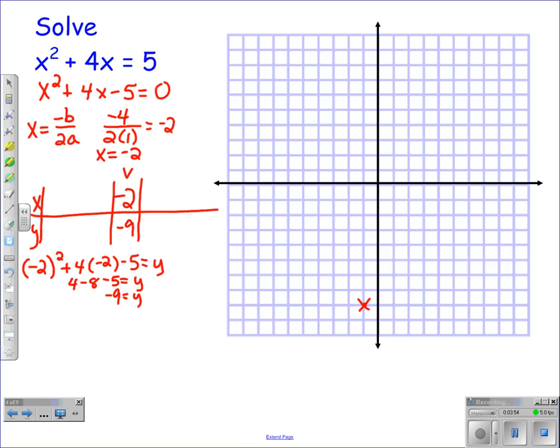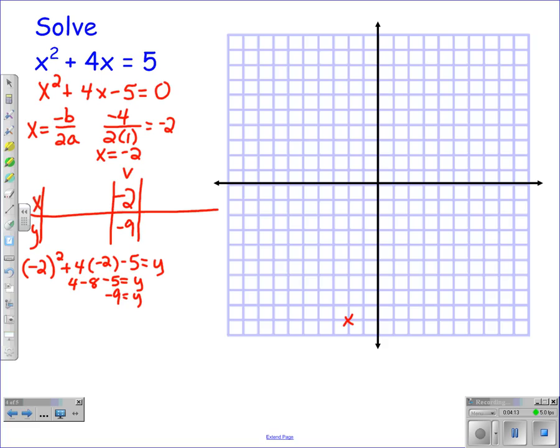That is going to put us down here at negative 2, negative 9. Whoops, put it in the wrong spot. Let's move it over. 1, 2, 3, 4, 5, 6, 7, 8, 9. There we go. Yes, negative 2, negative 9.